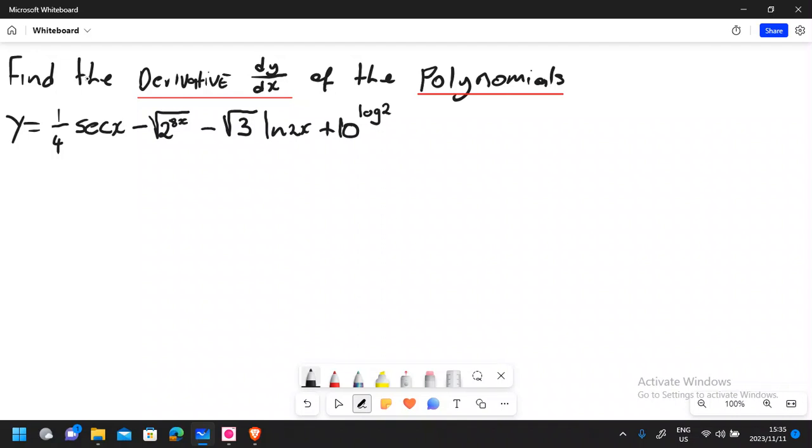As you can see, this polynomial here, there are certain things that we need to simplify first before we differentiate. Now let's look at our problem there.